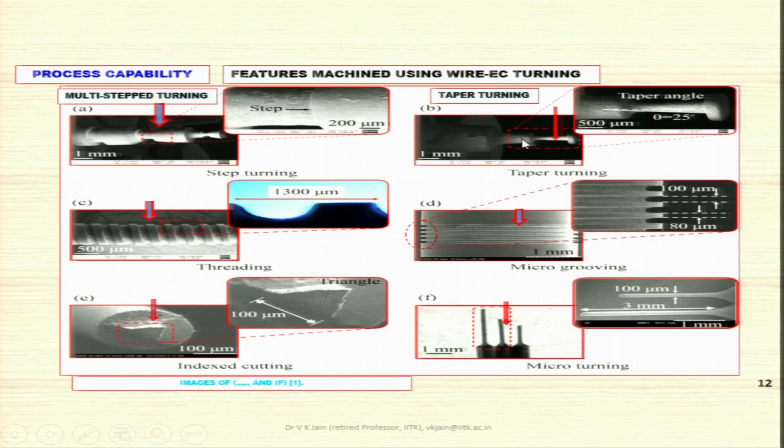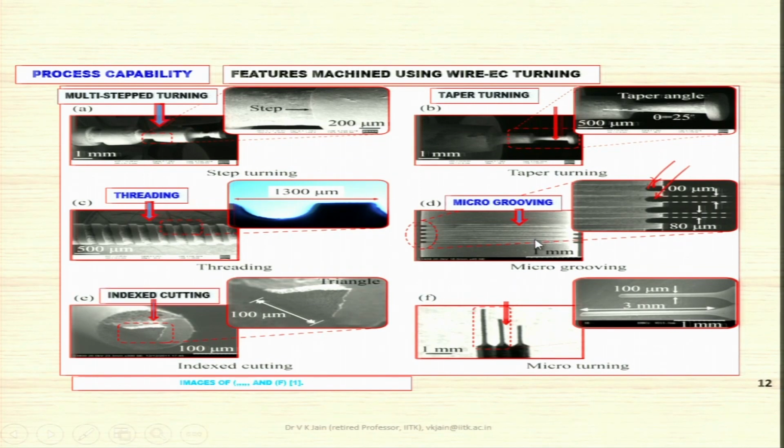Here you can see taper turning. This part is clearly seen as a tapered one, and that is the enlarged view of the same. Then threading is being performed, or threads are being made by wire electrochemical turning operations over there. And here you can see the larger view of the thread form, that is the enlarged view of this part shown over here, that is 1300 micrometer. Now this is micro grooving. You can clearly see the grooves made over here.